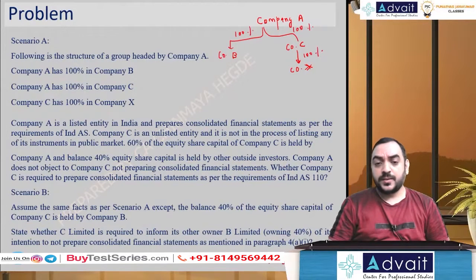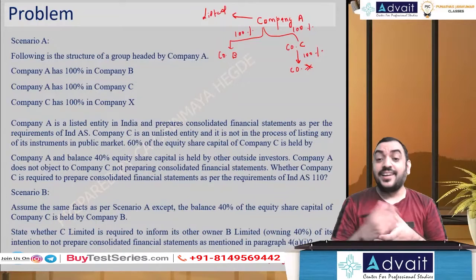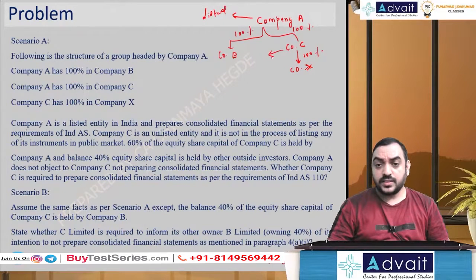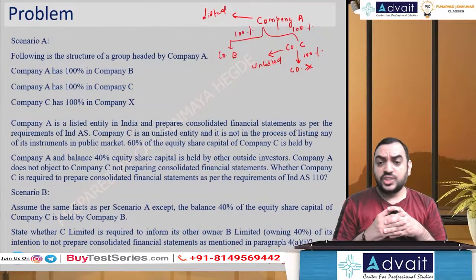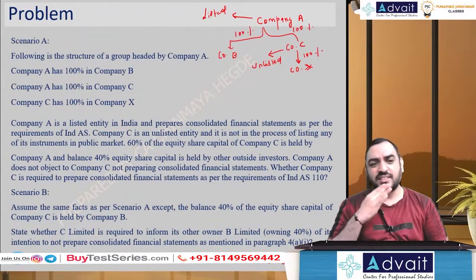Company A is a listed company and prepares consolidated financial statements as per Ind AS. So, company A is a listed company. Okay. Company C is an unlisted company and is not in the process of listing any of instrument in the market. 60% of equity share capital of company C is held by company A and 40% share capital is held by outside investors.